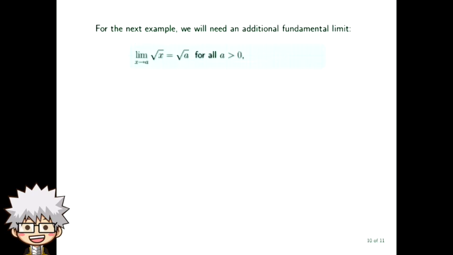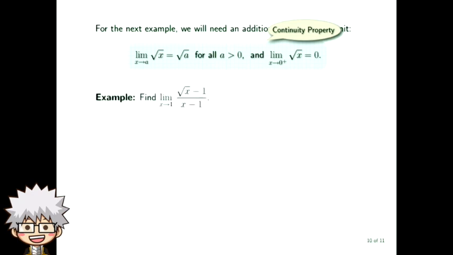For the next example, we will need an additional fundamental limit. If a is positive, then the limit as x approaches a of the square root of x is equal to the square root of a. In other words, the limit is equal to the value of the function at a. Also, the right-sided limit as x approaches 0 of the square root of x is equal to 0. So again, the limit is equal to the value. Note that we can only talk about the right-sided limit at 0 because the function is undefined for x less than 0. This is another continuity property, this time for the square root function. It says that limit equals value everywhere in the domain of the function.